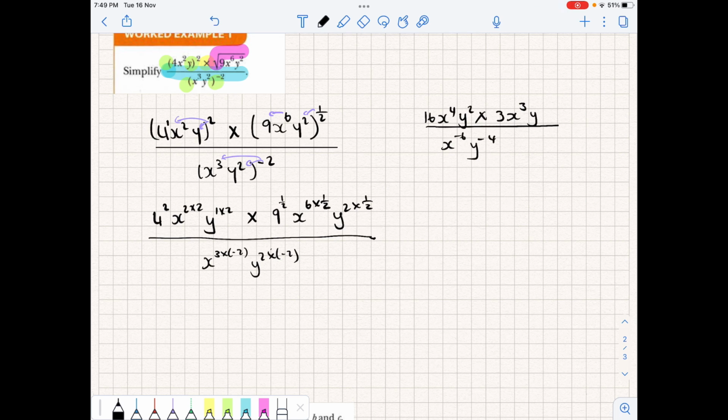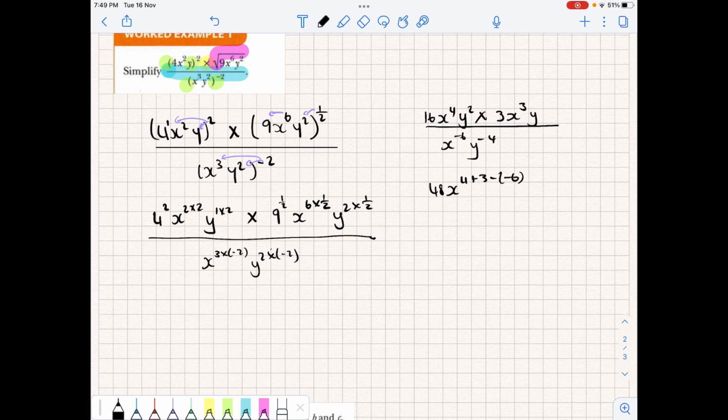Now we can basically solve everything in one step, remembering that when we multiply powers with the same base, we add, and when we divide, we subtract. So we'll do the coefficients first. 16 times 3 is just going to be 48. We're going to have x to the power of 4 plus 3, and then we're going to divide minus 6.